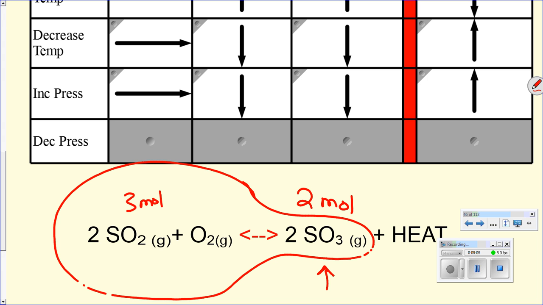Meanwhile, our amounts of stuff that take up more room, our 3 mole side, are going to decrease. Now, when we decrease pressure, things are able to spread out. If you lived in a very, very big home, you wouldn't put everything you owned in one room. Spread it out throughout the house. So we're going to spread out our gases, let things kind of breathe a little bit, and we're going to favor having 3 moles of gas. So we favor a shift to the left. We have plenty of room to have 3 moles of gas, so we have more O2 and more SO2, and we're going to have a decrease in SO3.